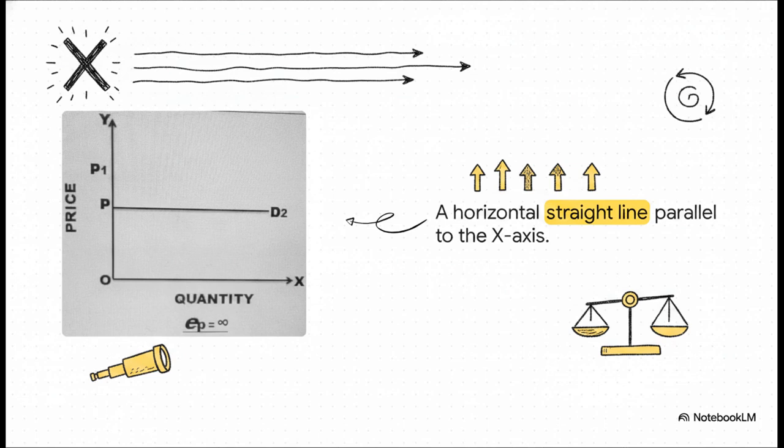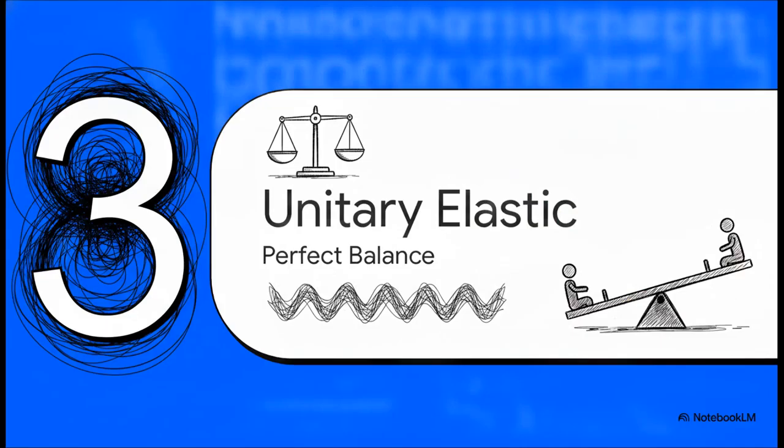Just like perfectly inelastic demand, this is an extremely rare, purely theoretical extreme in the market, but it's essential because it sets the boundaries of our spectrum. Chapter 3. Unitary elastic, perfect balance.